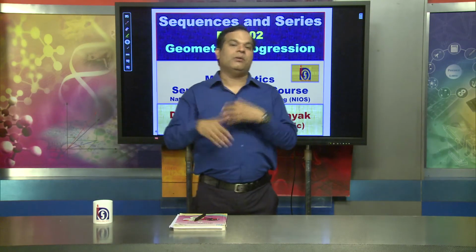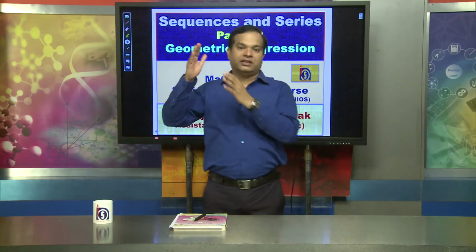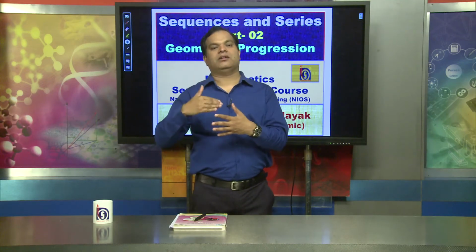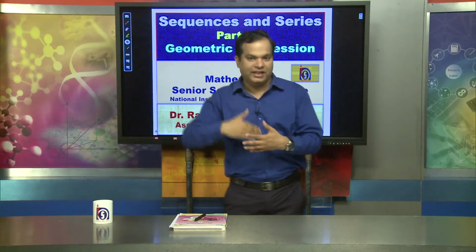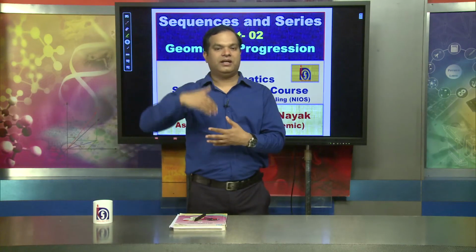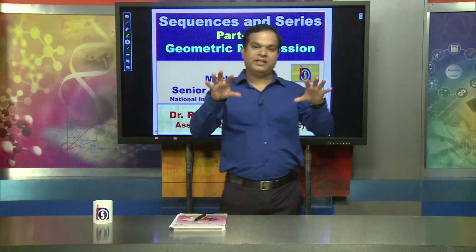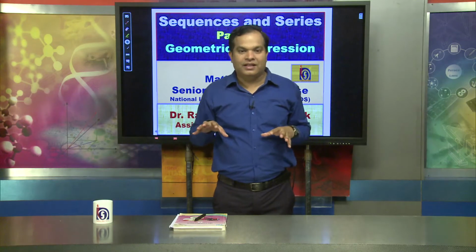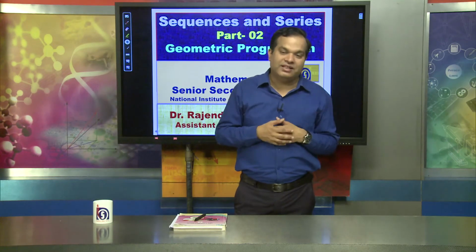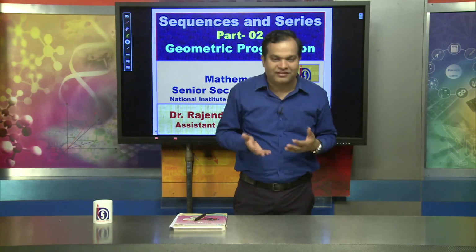When talking about common ratio, that means the second term divided by the first term, the third term divided by the second term, the fourth term divided by the third term. It will be a fixed quantity in all cases. Then this type of sequence is known as a geometric progression.